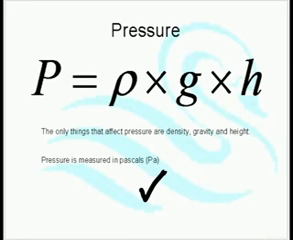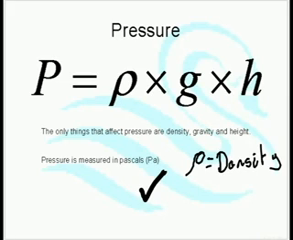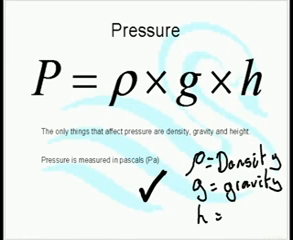So I'll just write that in. Rho is density. G is gravity. And H is height. Very important equation. Nothing else is important to pressure.